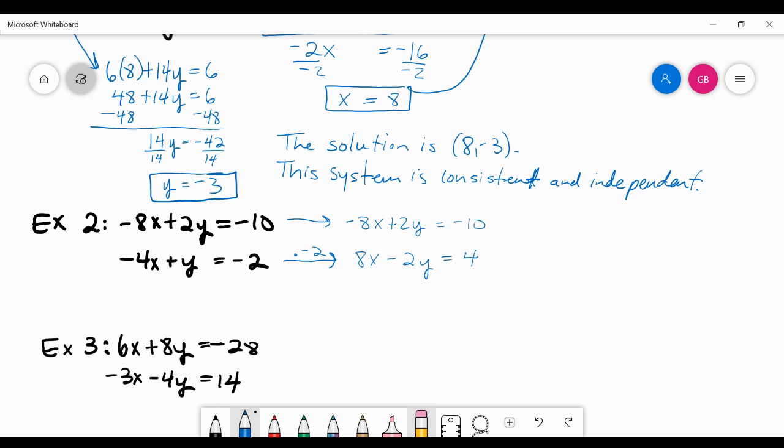Okay. Now I'm going to add these equations so I could solve. Negative 8x and positive 8x, well, that actually eliminates. 2y and negative 2y, that also eliminates. So that leaves me with 0 is equal to negative 6. So we have an equation that doesn't make sense at the end. So for this one, there is no solution. We call the system inconsistent.